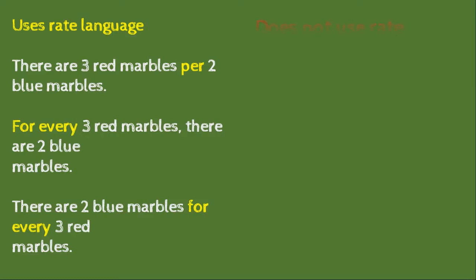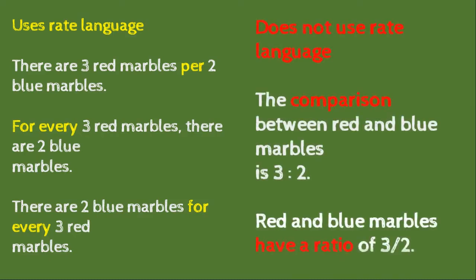We can also make comparisons without using rate language. In the next 2 examples, the comparison between red and blue marbles is 3-2. That does not use rate language, even though it almost seems to make sense as being a ratio. The next one, red and blue marbles have a ratio of 3/2, which again, it almost makes sense that it is giving us a ratio, but it's not being specific enough. So it does not use rate language, even though it uses the word ratio, and in the first example, we also use comparison.